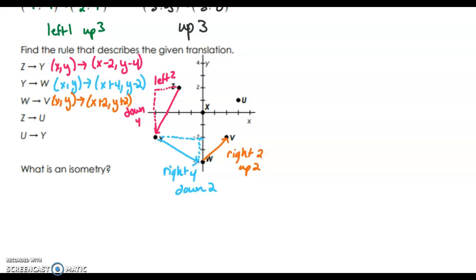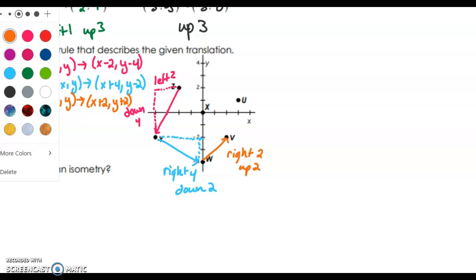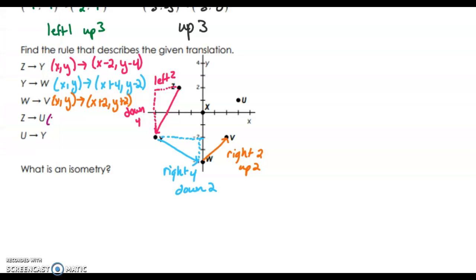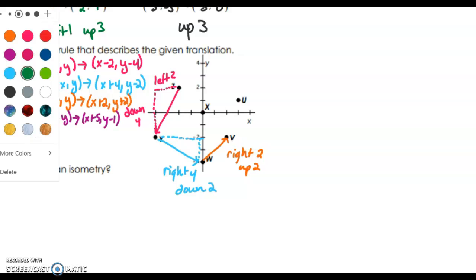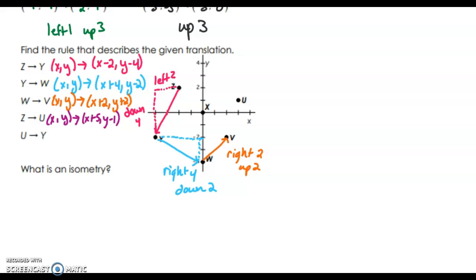Write the mapping rule from z to u. All right, so the mapping rule from z to u, it goes, let's see, right 5 and down 1, so that's going to be x plus 5, y minus 1. All right, I'm going to go ahead and have you try the mapping rule from u to y. All right, the mapping rule would be x comma y arrow, and it goes left 7, so it's x minus 7, and it goes down 3, so it's y minus 3.